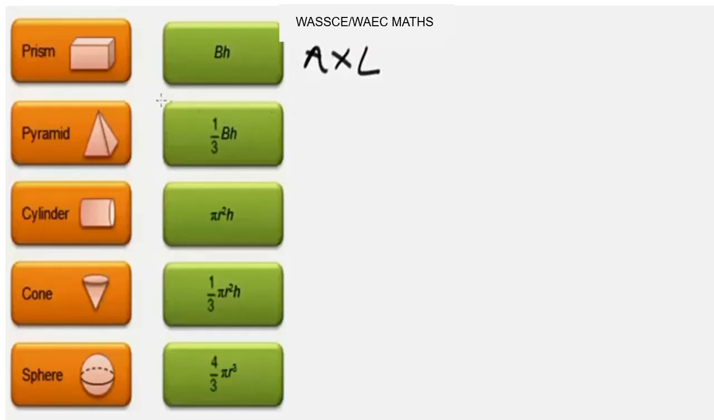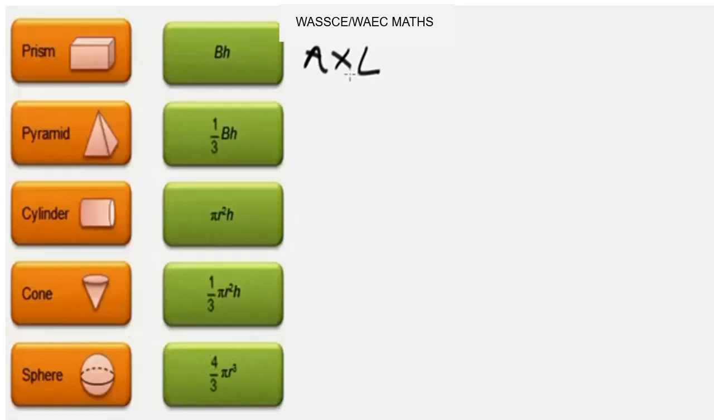Area times length. It's either using cross-sectional area times length or base area times height, which is still the length. Now for the volume of a pyramid, we have it to be 1/3 times base area times height, the vertical height. Whereas for a cylinder, we have the volume to be pi r squared h, where h is the height. For the cone, we have the volume of a cone to be 1/3 pi r squared h. And lastly, the volume of a sphere is 4/3 pi r cubed.